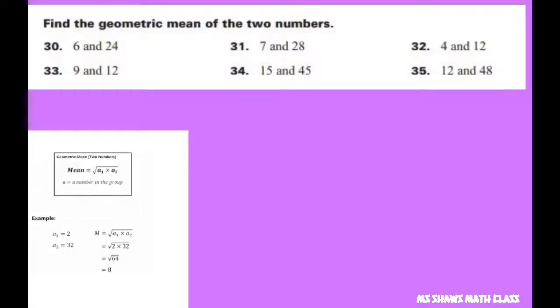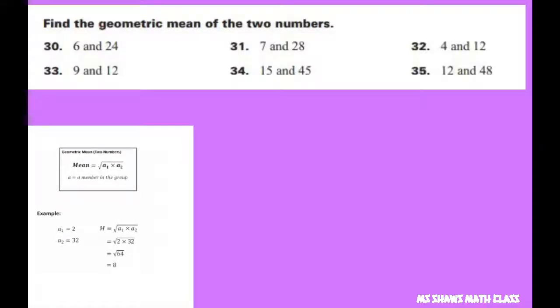Hey everyone, we're going to find the geometric mean of these two numbers, and we have 6 example problems. The geometric mean of two numbers is basically this formula right here. So what I'm going to do is take the mean, which equals the square root of our two numbers.